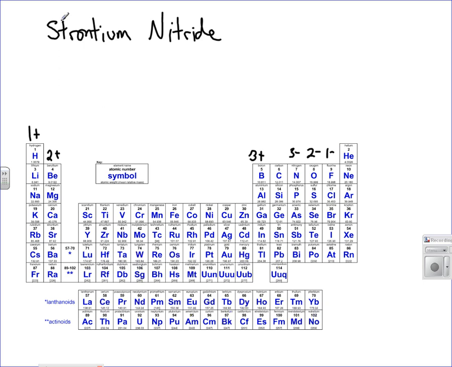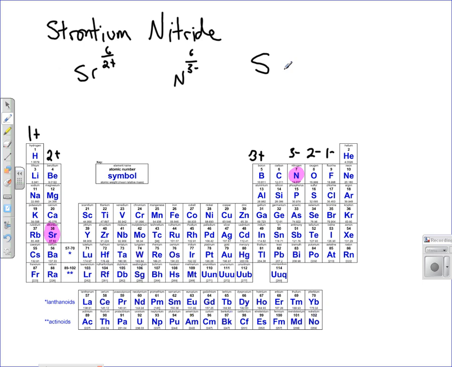Now, we find strontium, and I find it down here. Let me highlight this. Here's my strontium, and here's my nitrogen. Knowing where strontium and nitrogen are allows me to decide what their charge is. Strontium, in that column, has a +2, and nitrogen has a -3. They both go into 6 evenly, and therefore we have an empirical formula of Sr3N2.